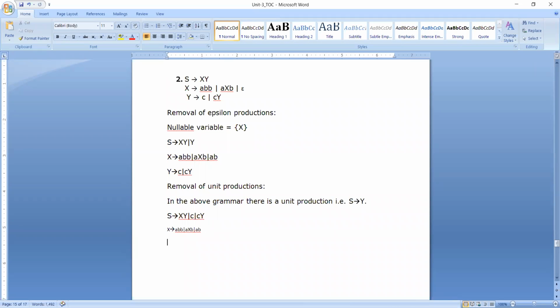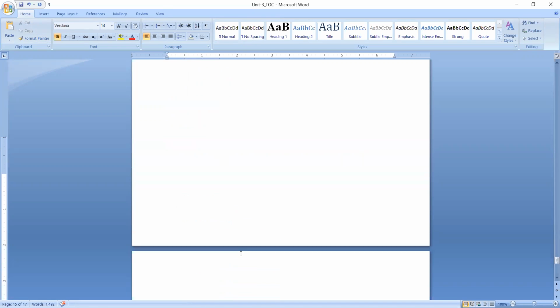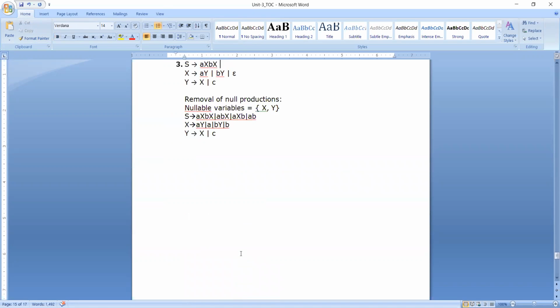And go for the last one, Y productions. Y productions are small c or small c capital Y. So like this, we have removed all the unit productions available in this grammar also. Now let us take our third example and check whether there are any unit productions available or not. Now please observe here. Here we don't have any unit production.